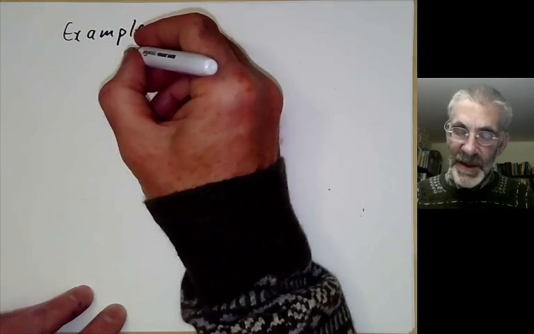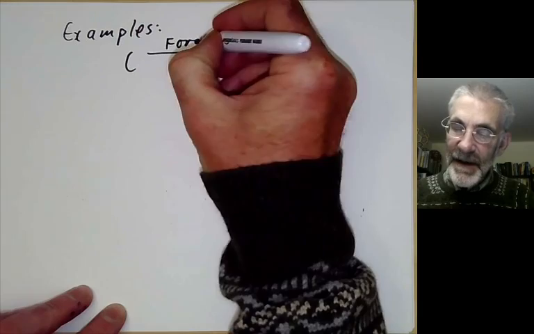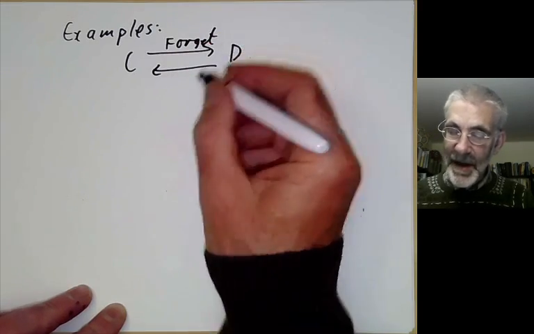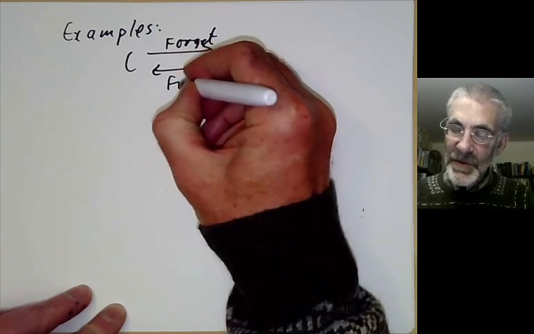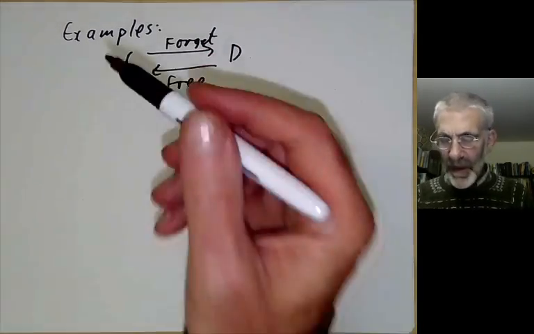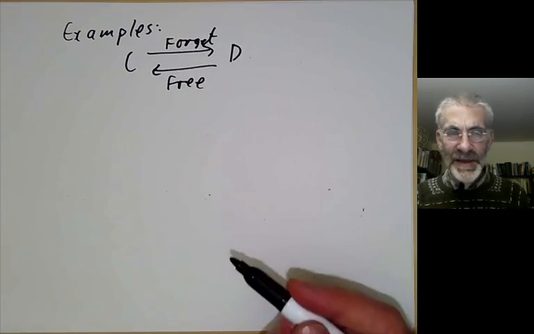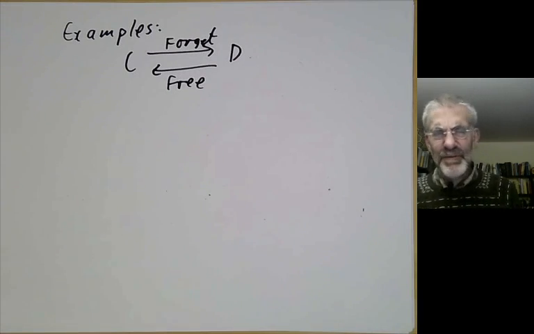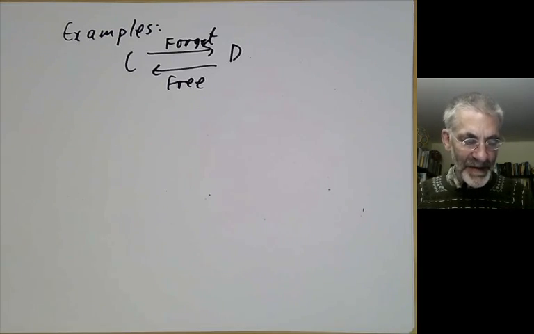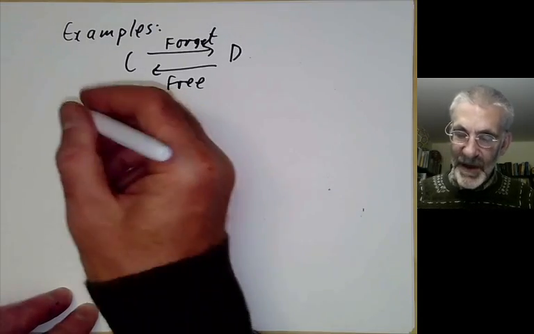There are loads of examples that look like this. You've got a category C, and there's a forgetful functor to some category D, and going in the other direction there's some sort of free functor going back from D to C. The concepts of forgetful functor and free functor don't really have a precise definition, but in practice it's usually obvious what you mean by saying a functor is forgetful or free. So let's give several examples of these.